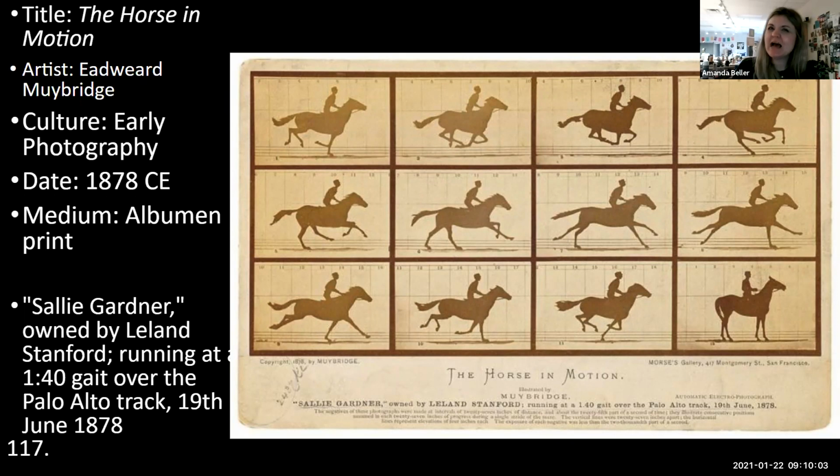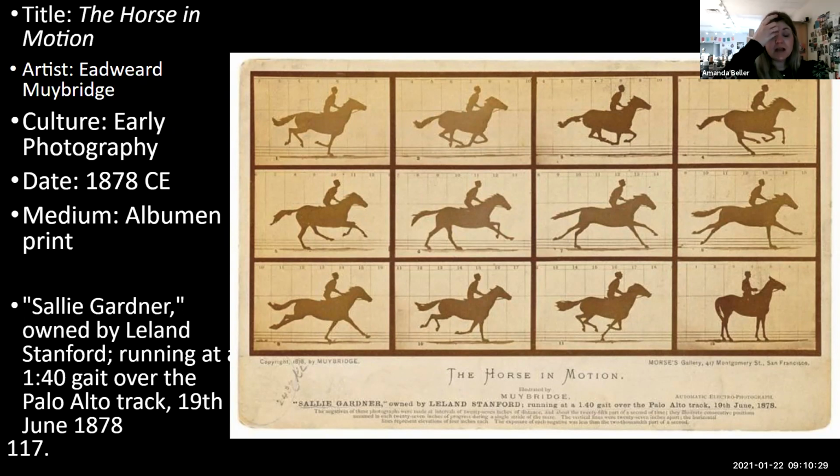And Stanford was like, I don't think you're right. I think that when a horse is running, all of its feet leave the ground at one time, right? And because they didn't have quick photography at their access or video, there was no way to say who was right and who was wrong. So Leland Stanford hired Muybridge to take a series of photos so that he could win this bet.